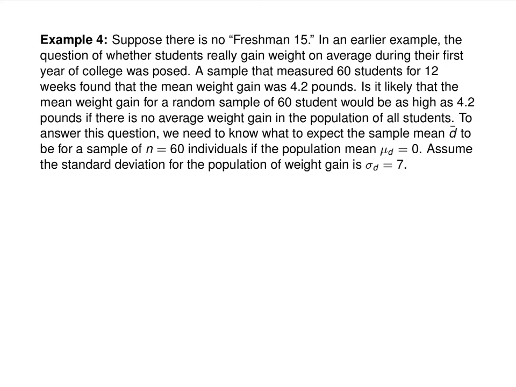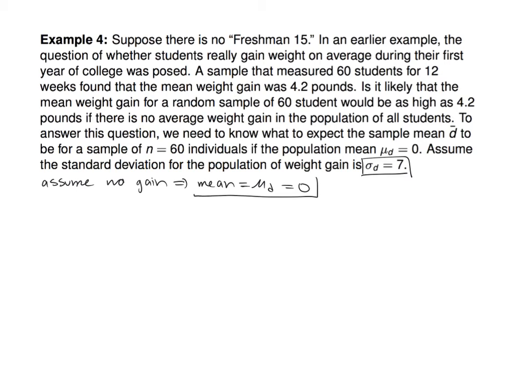So to answer this question, we need to know what to expect the sample mean d bar to be for a sample of 60 individuals if the population mean is really 0. We do have to make an assumption that the standard deviation of weight gain is 7. So that thing we just assume we know. So if we assume no weight gain, that implies that the mean, which is equal to mu sub d, is equal to 0.